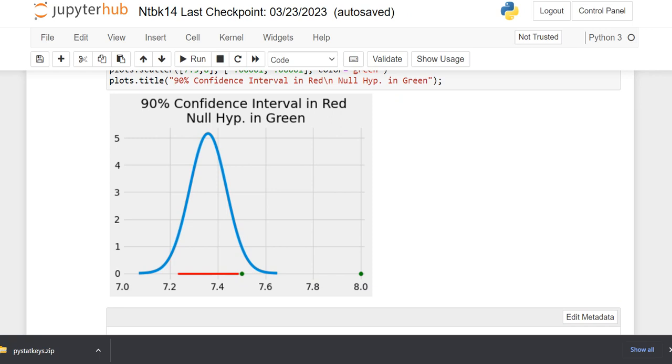And you can see, I hope, that the null hypothesis was guessing that the population mean was 8. And it turns out that the population mean is more likely to fall inside this interval. So it turns out that we can use confidence intervals as hypothesis tests. Okay, let's take a look at that.